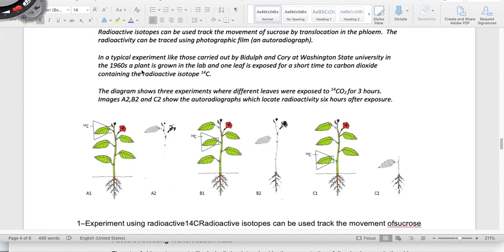So that's it for the translocation experiments. Make sure to review them, and we are done with 9.2.